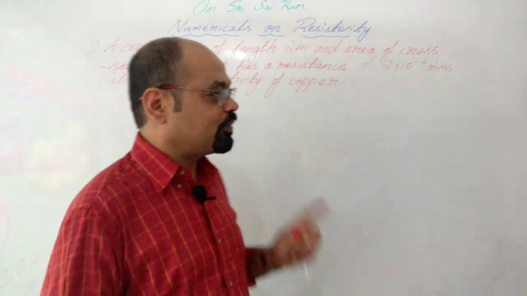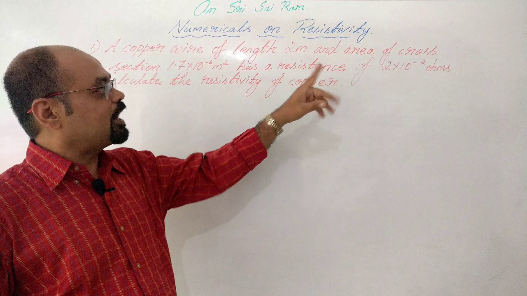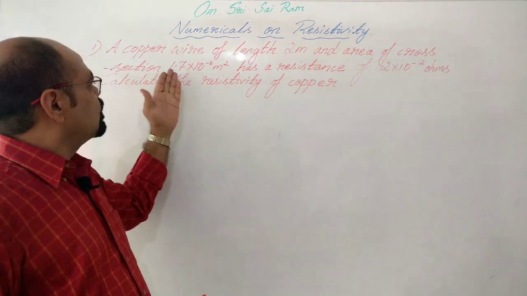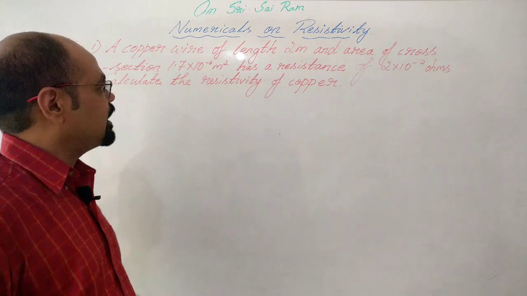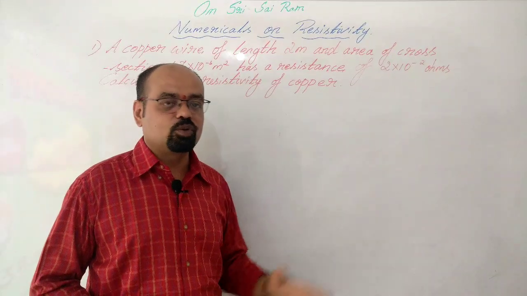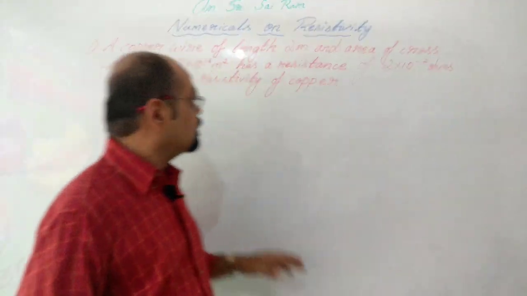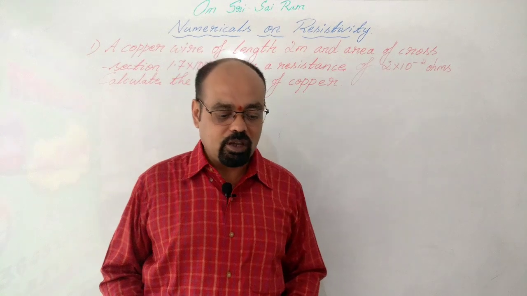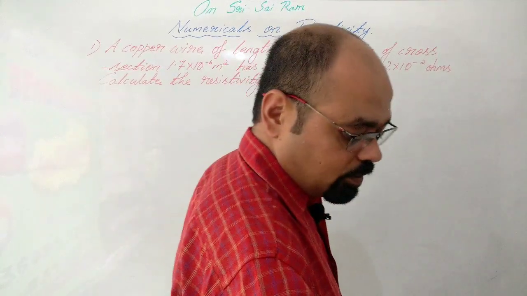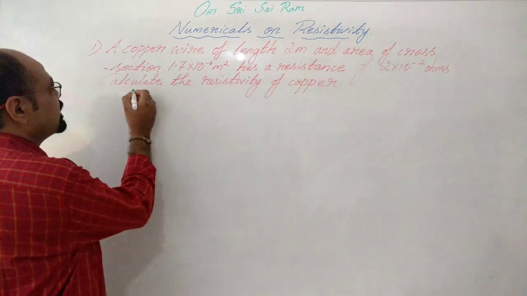Here is the first numerical. A copper wire of length 2 meter and area of cross section 1.7 × 10^-6 meter square has a resistance of 2 × 10^-2 ohms. Calculate the resistivity of copper. So now let's solve this sum. Let's write what is given in the question.